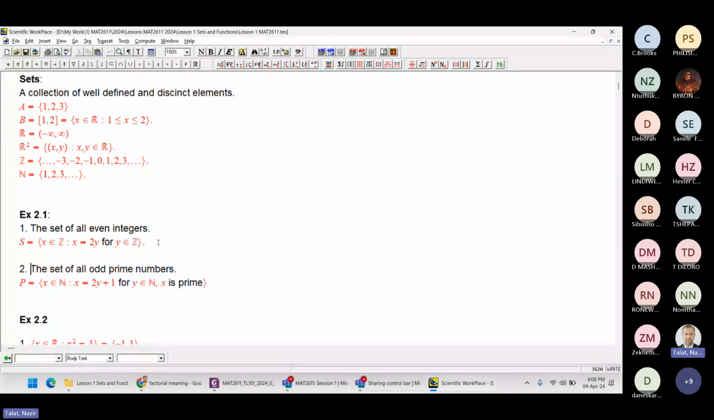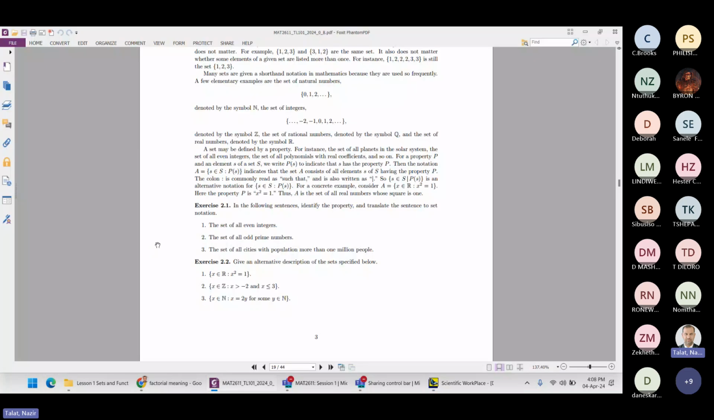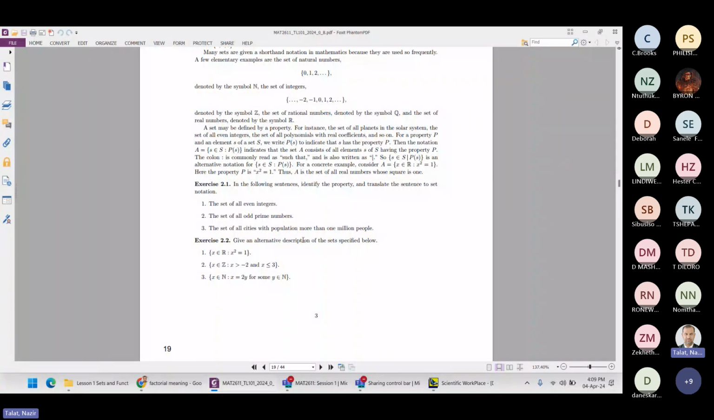Then we can also define the set of odd prime numbers, which are natural numbers x such that x equals 2y plus 1, where y belongs to the set of natural numbers, and x is prime. In this way it will contain all the odd prime numbers. So there are some other important notations we can describe. Also the set of cities with population more than 1 million, like city A, B, C, whatever.